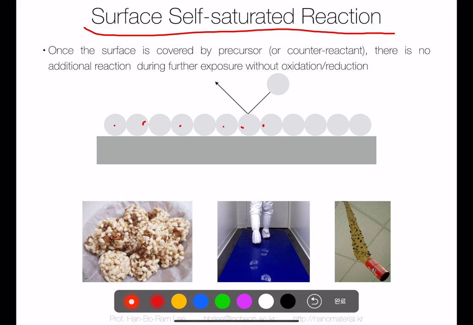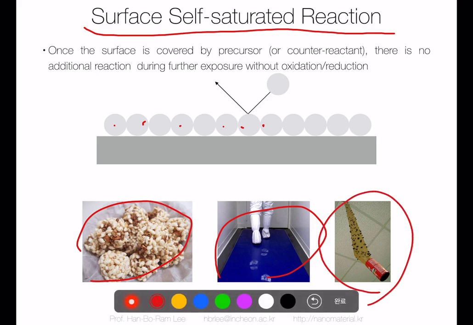So this is a good example. Probably if you are not Korean, you are not very familiar with this, but this is like fried rice, very sticky, caramel covered with fried rice, and the fried rice only covers one layer. It looks like a surface self-saturated reaction. And this is the sticky mat used for the clean room. If the sticky mat is covered with a lot of dust, that dust probably forms one monolayer, because dust itself is not very sticky, and it does not stick to other dust. So this is one example of the surface self-saturated reaction.